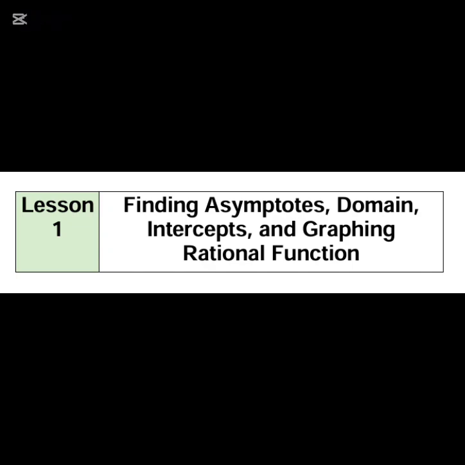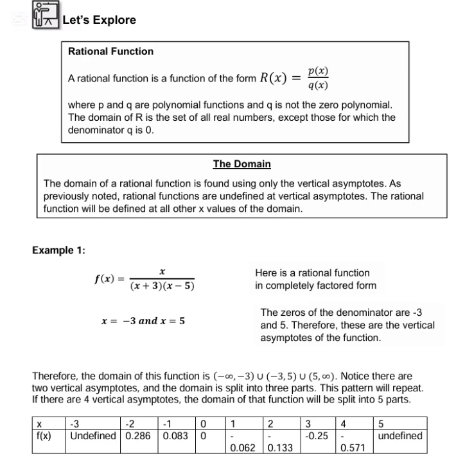In this lesson, we will tackle the rational function, specifically finding asymptotes, domain, intercepts, and graphing of the rational function. Let's explore. Rational function.